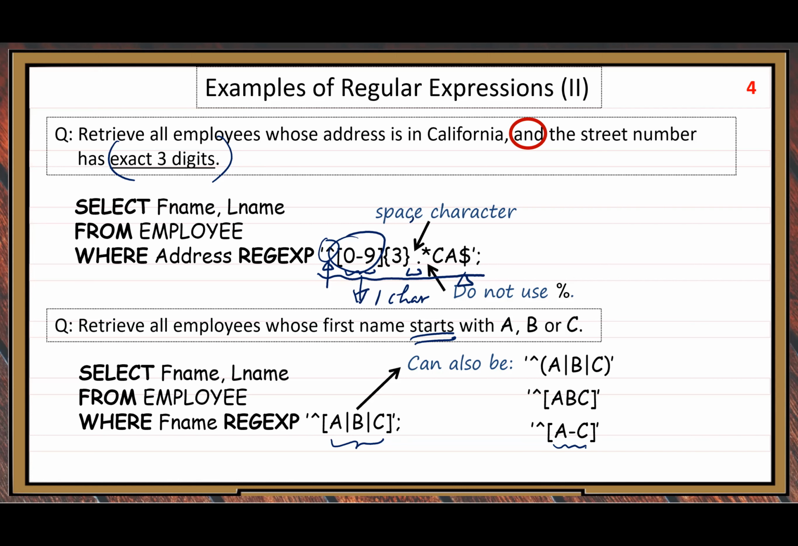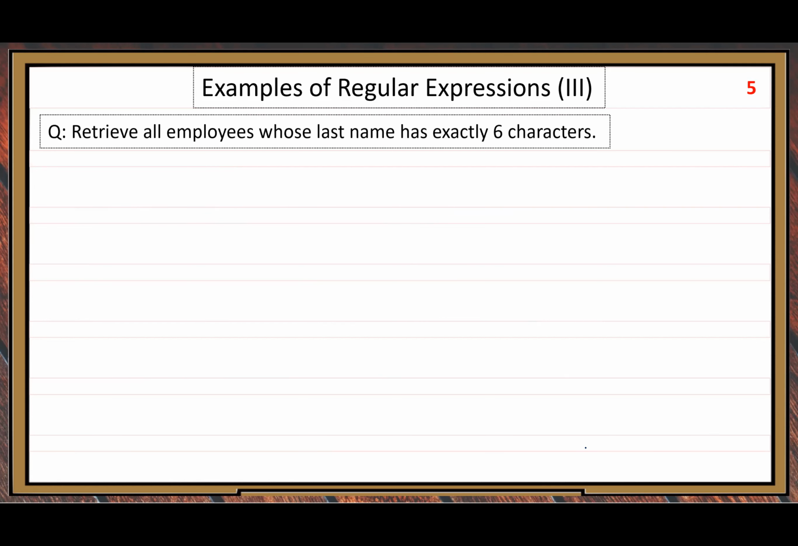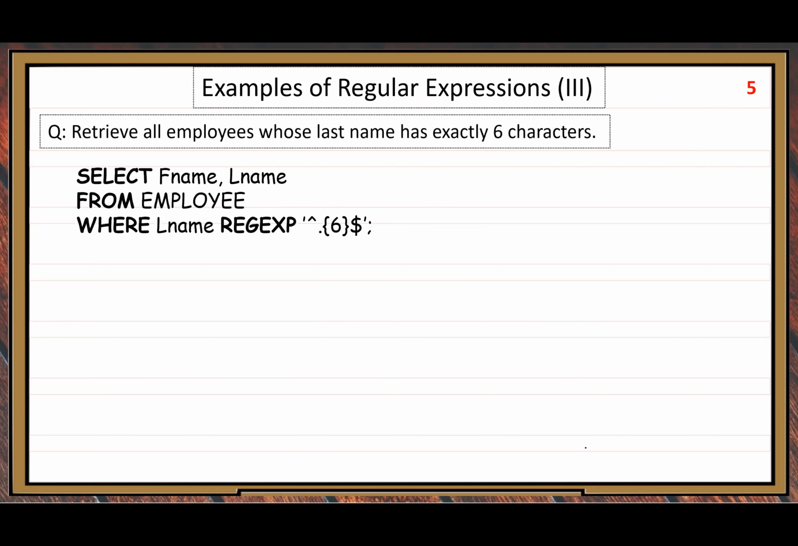Part 3, examples. Question: retrieve all employees whose last name has exactly 6 characters. Last name, exactly 6 characters. So not 4, not 5, exactly 6 characters. Let us see how to describe this pattern. Look at this regular expression.